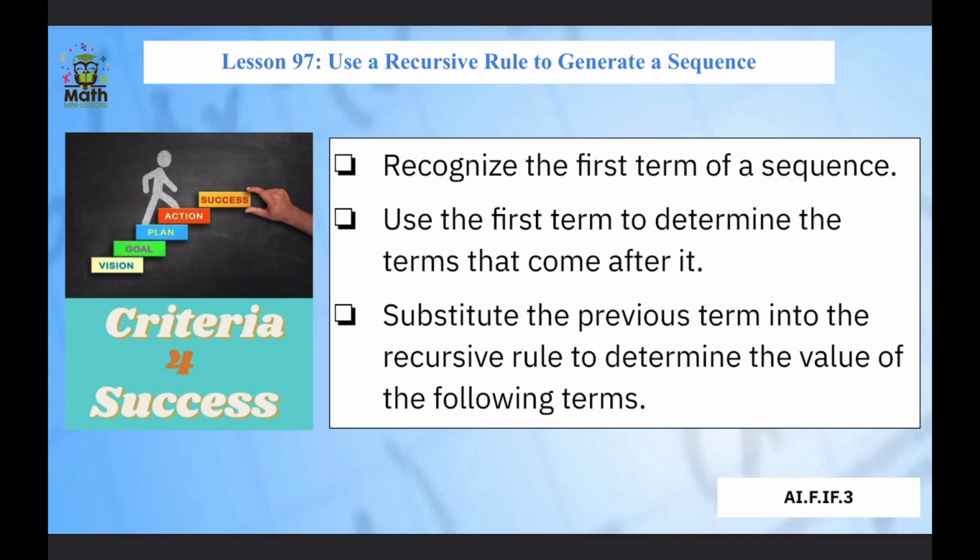And in this one, we're going to recognize the first term in the sequence. That's super critical. And we're going to use that first term to determine the other terms that come after it. So what comes next and next and next. And finally, we're going to use substitution from the previous term, using the recursive to determine the value of the following terms. So what does this even mean?